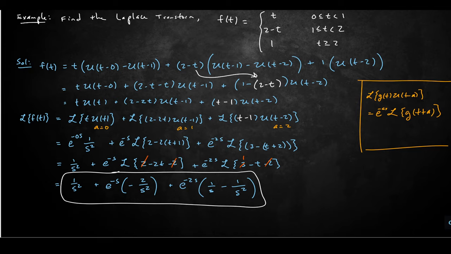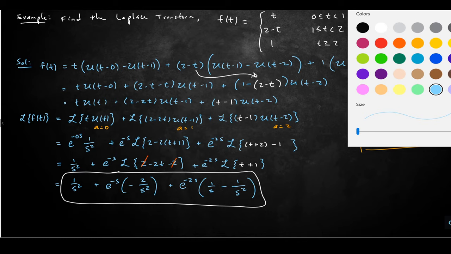Another one of those days. So this becomes t plus 2 minus 1. And then this becomes t plus 1. And then this becomes 1 over s squared plus 1 over s.